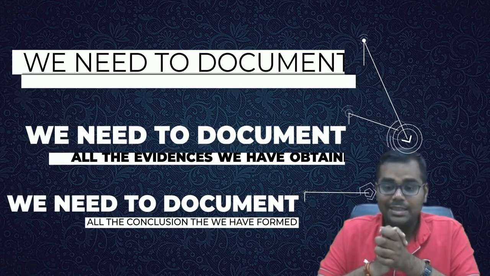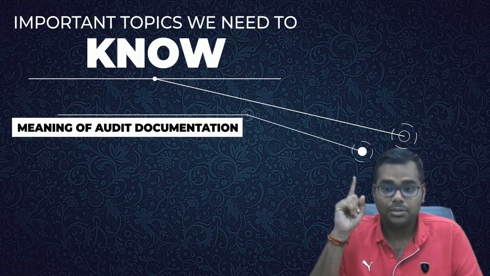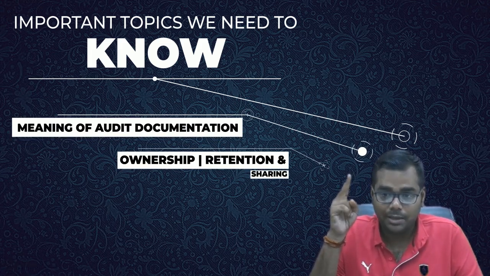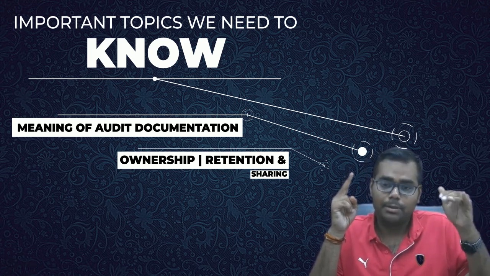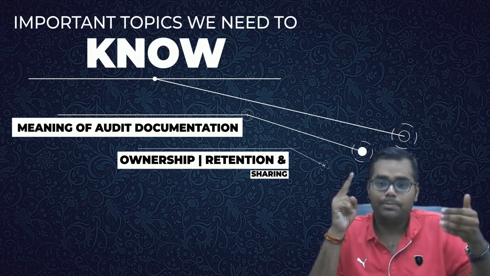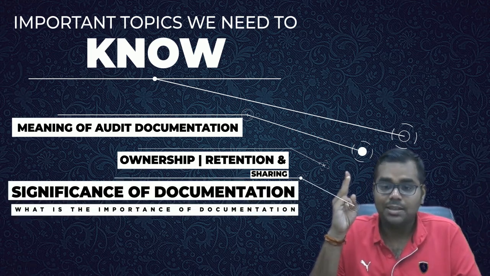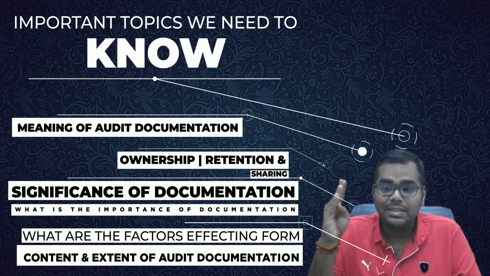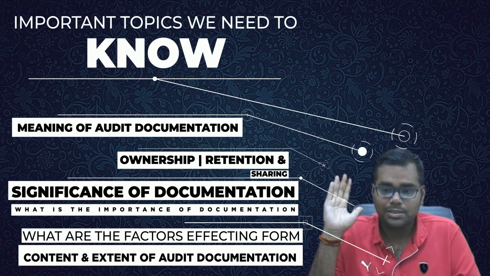In this standard, the important topics you need to know are, first, the meaning of audit documentation. Secondly, ownership, retention, and sharing: who is the owner of the working papers, for how much time the working papers are to be retained, and can the working papers be shared with third parties and the client. The third topic is the significance of documentation, what is the importance of documentation. The fourth topic is the factors affecting form, content and extent of audit documentation. So these four things you need to know.